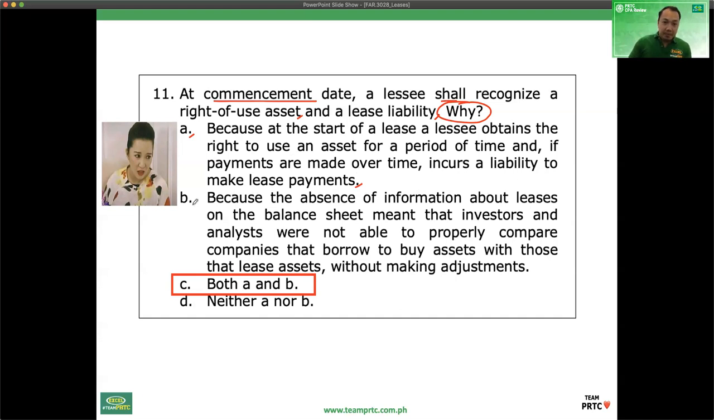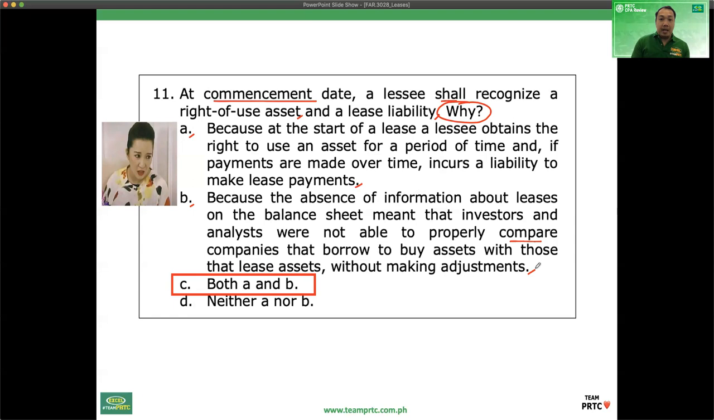And also letter B, because the absence of information about leases on the balance sheet meant that investors and analysts were not able to properly compare companies that borrow to buy assets with those that lease assets without making adjustments. So actually, nung PAS 17 pa, di ba nga may operating and finance? So in most cases, sinasadya na yung lease gawing operating para off balance sheet. Hindi makikita sa balance sheet yung asset and liability.